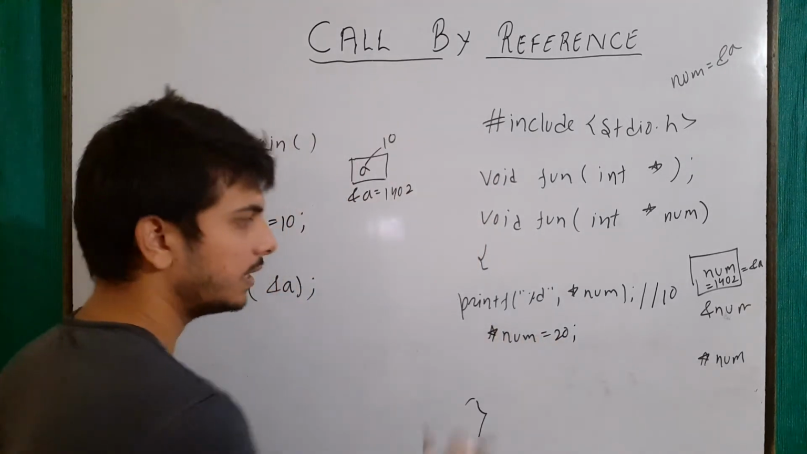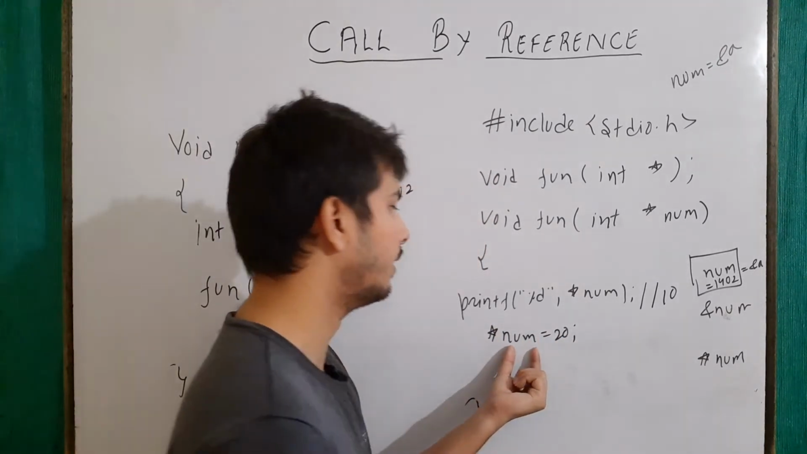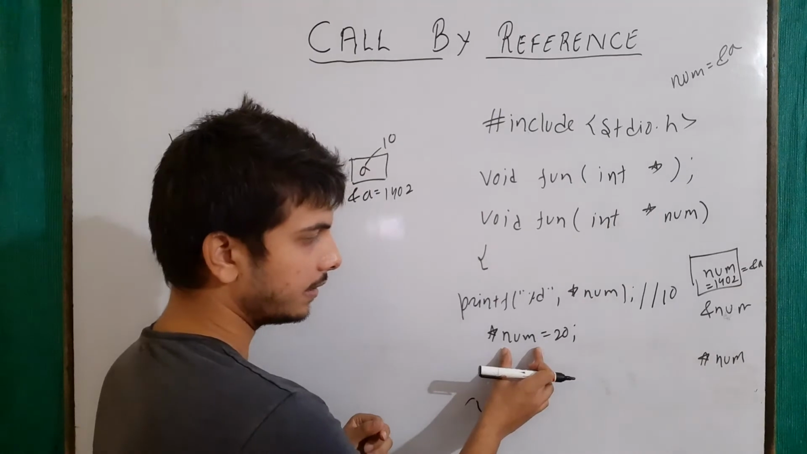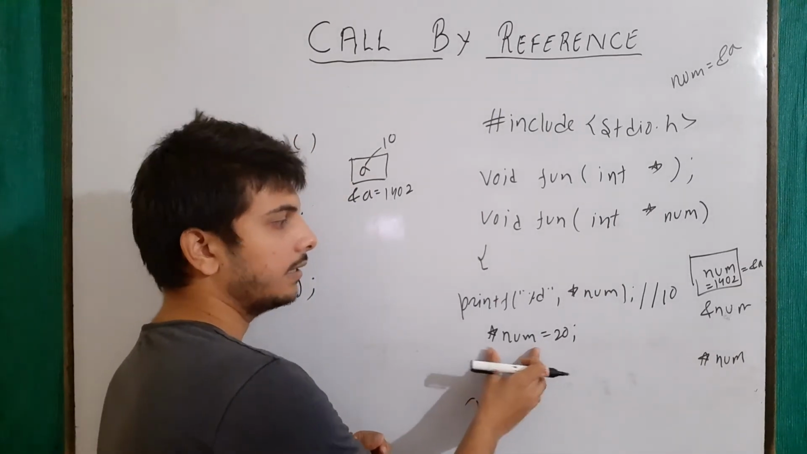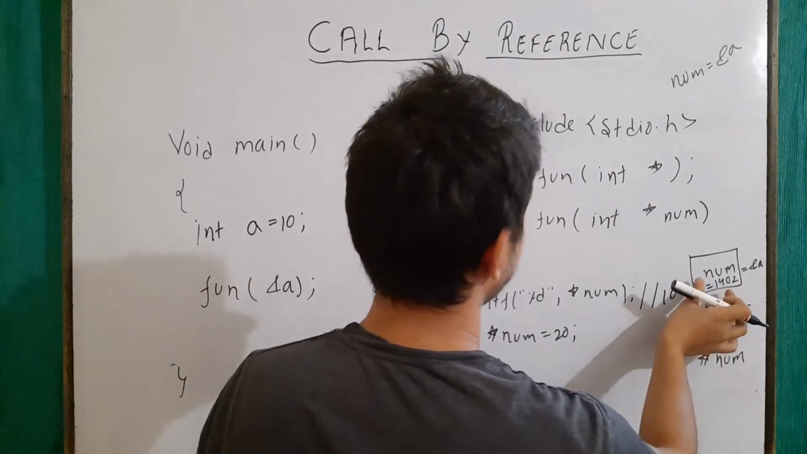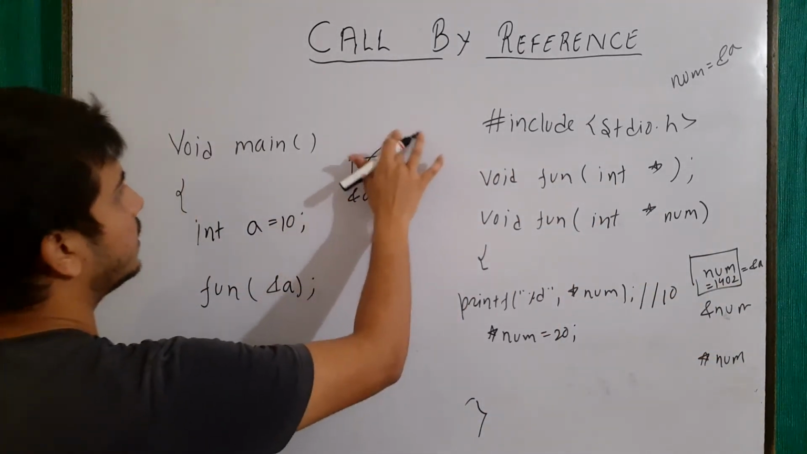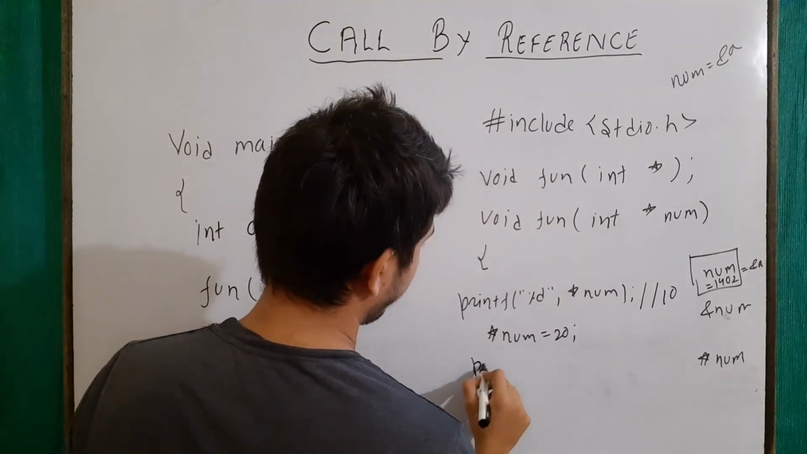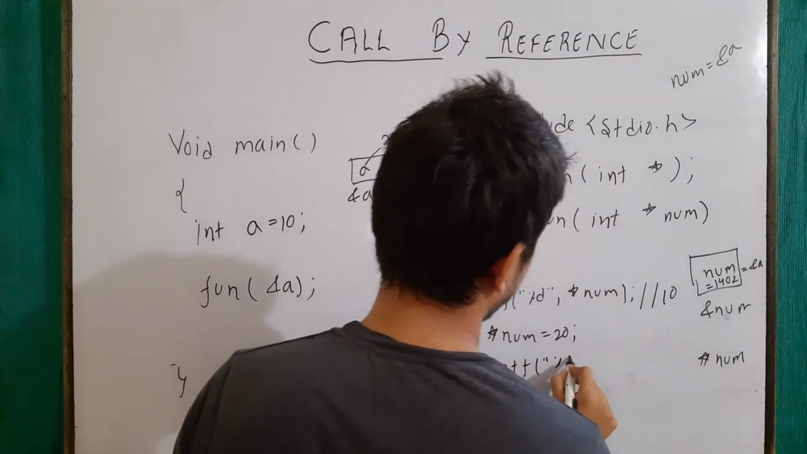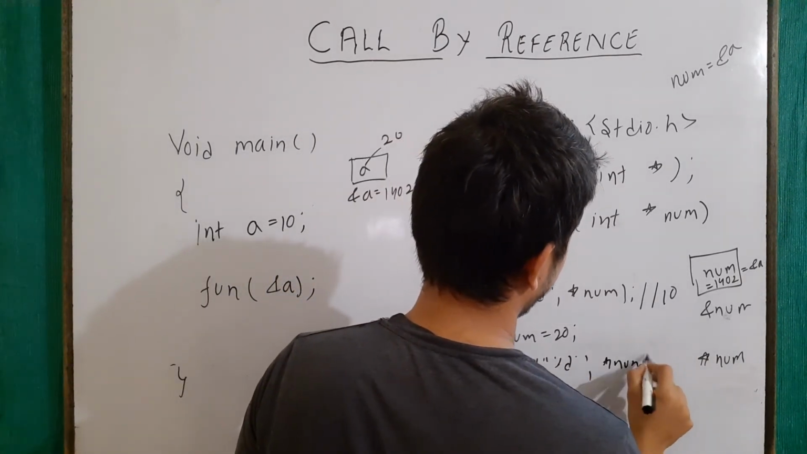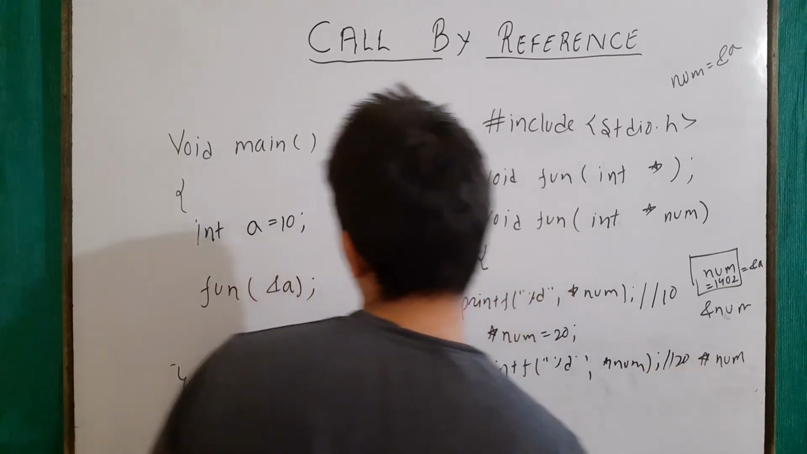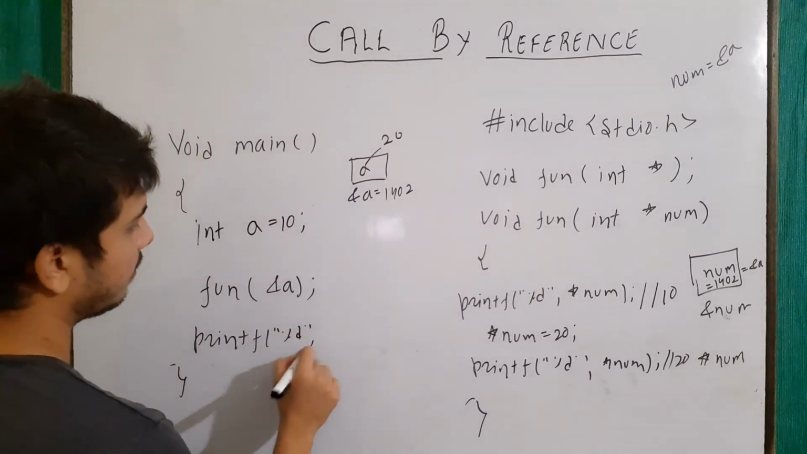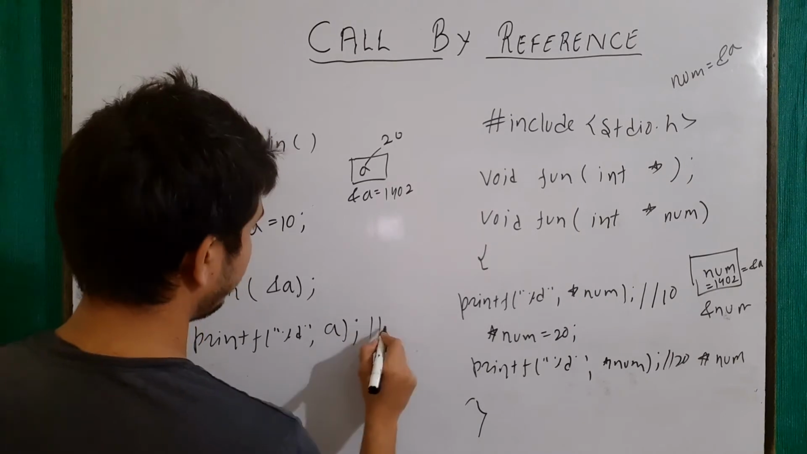What it means is that whatever is present in this memory location, change its value to 20. Whatever is present in this address is currently 10, so it will change the value to 20. Then if I write printf of %d asterisk num, obviously it will give me 20 as an output, and if I write printf of %d a, here also it will give me 20.